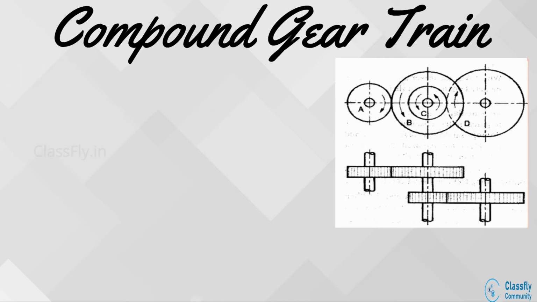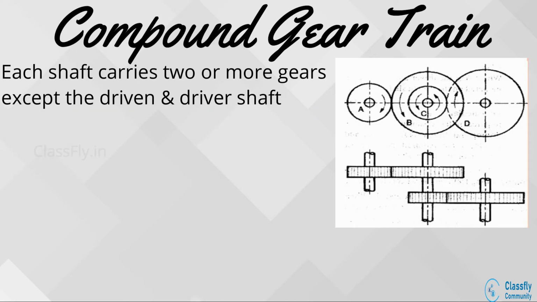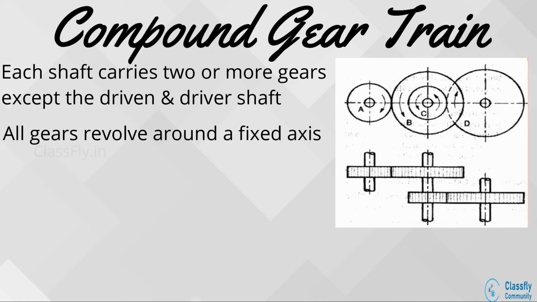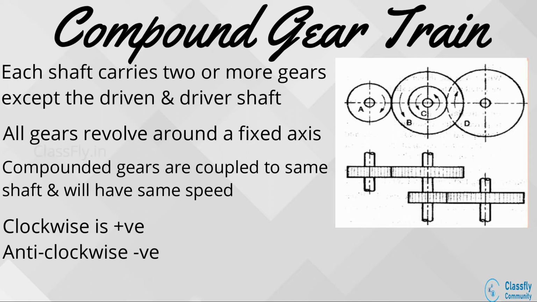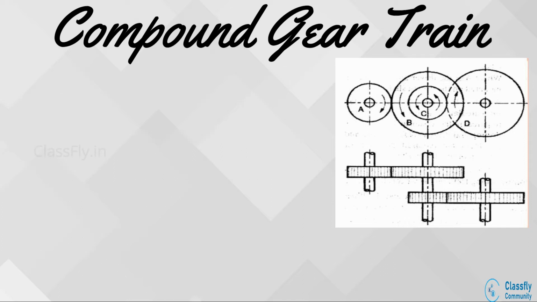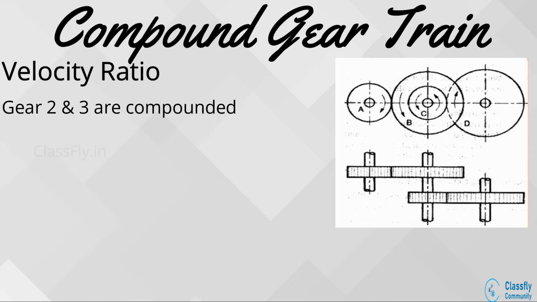Next, the compound gear trains. In a compound gear train, each shaft will carry two or more gears except the first and the last shaft. The compounded gears are coupled to the same shaft and hence rotate with the same speed. Here also the clockwise rotation is positive and the anti-clockwise rotation is negative. Now, to find the velocity ratio for the compound gear train.